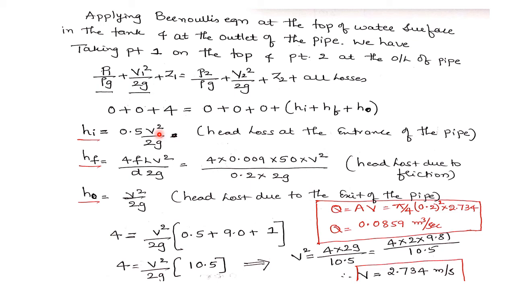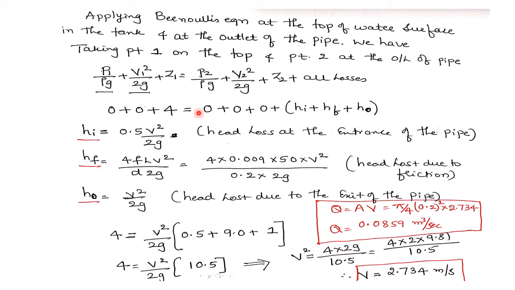Here the velocity is not given, so I have kept this equation as it is, 0.5 V square divided by 2g. For the friction term, 4, f value is given as 0.009, L is 50 meter, V square I will keep as it is, and diameter D is 0.2 meter, already given. V square divided by 2g I will keep as it is. The head loss at the exit of the pipe, that is the outlet, is given by the formula V square divided by 2g.